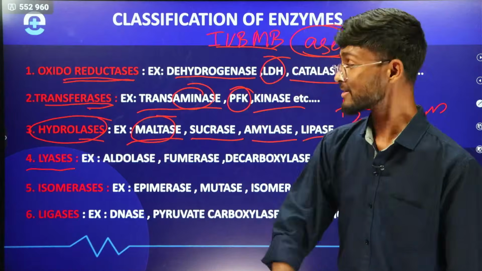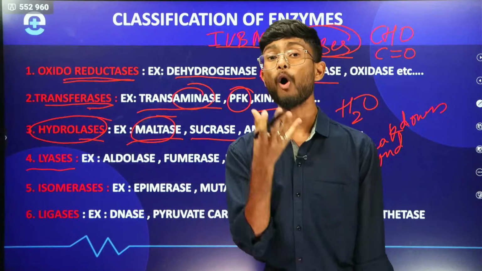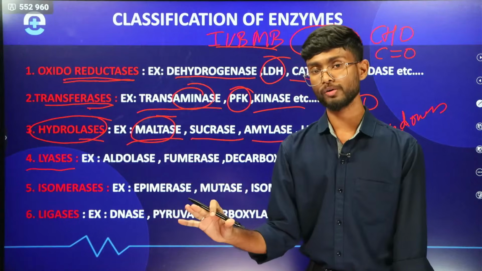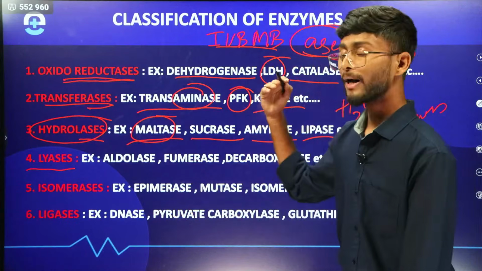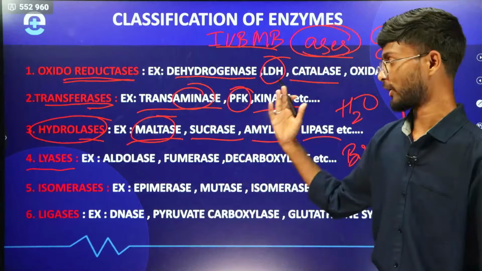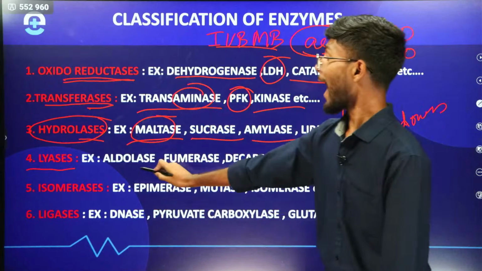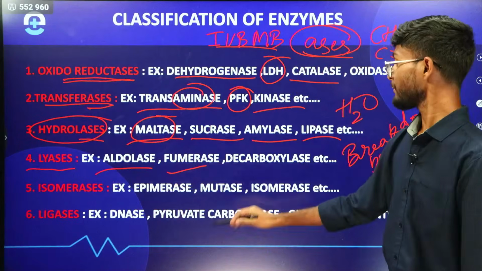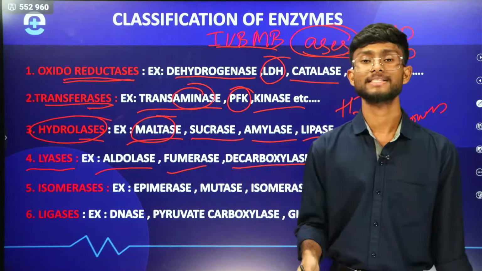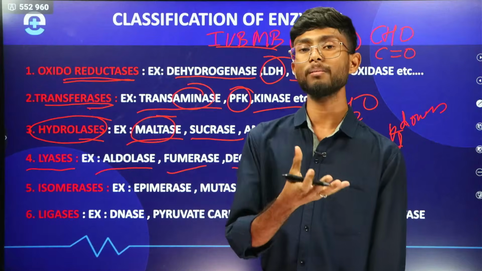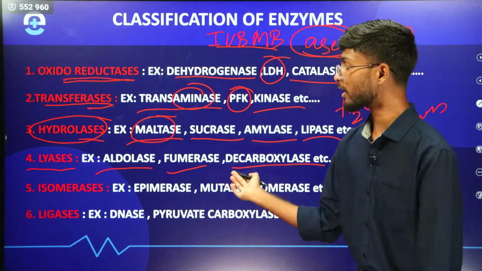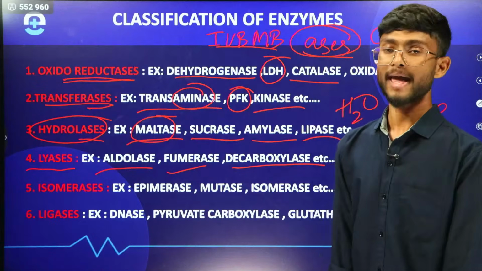But the difference is, in the hydrolases the water molecule is used up, but here no water molecule is used up. By the help of energy only it will break down the bonds. For example, aldolase enzyme, fumarase enzyme, and decarboxylase. Decarboxylase means which removes the carbon dioxide, CO2 molecules from the molecule. These all are examples for lyase enzymes.